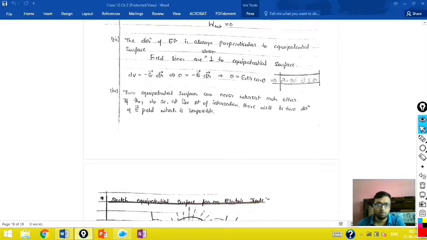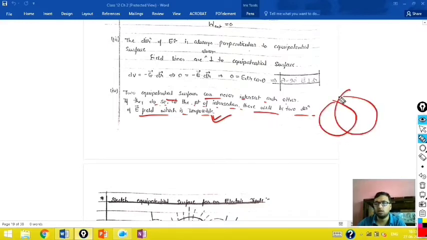However, here one more reason is given that is also very interesting and important. Two equipotential surfaces can never intersect each other, because if they do, at the point of intersection there will be two directions of electric field, which is not possible. That is also correct. You can give this reason also, and you can say that if two equipotential surfaces cut each other, then at the point of intersection there will be two values of potential at the same point, which is not possible.